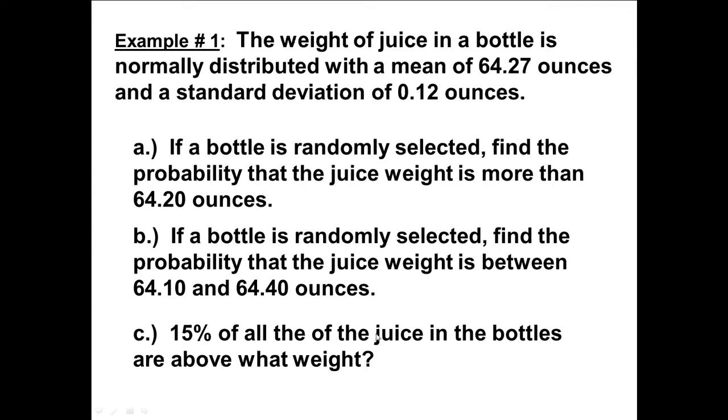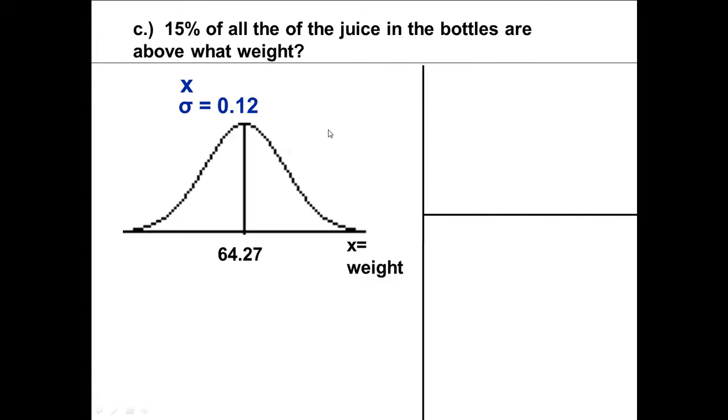Okay, let's look at this one right here. We've done A and B, we're going to do C. Now, 15% of all juices in the bottles are above what weight? So now we have our mean, which was 64.27. Our standard deviation was 0.12. We want to find the X value that goes with that.